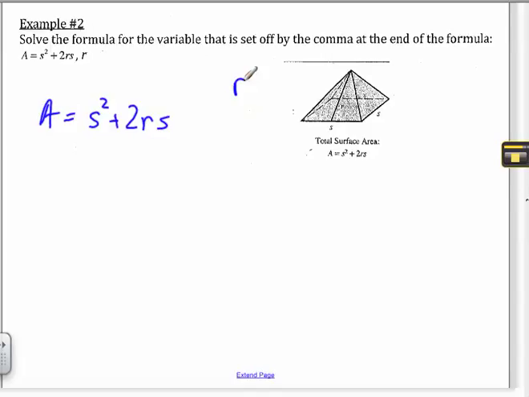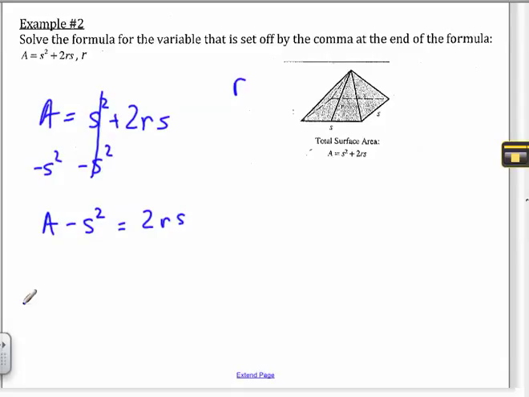No, I don't want to subtract 2rs. CB? Subtract s squared from both sides. So now that means they cancel here, and I'm left with a minus s squared is equal to 2rs.